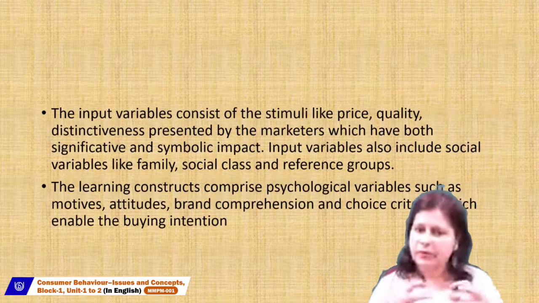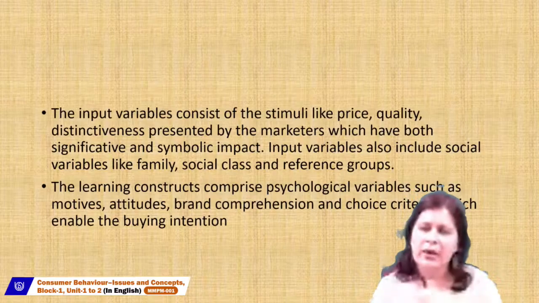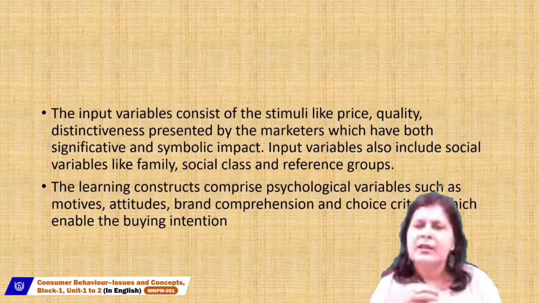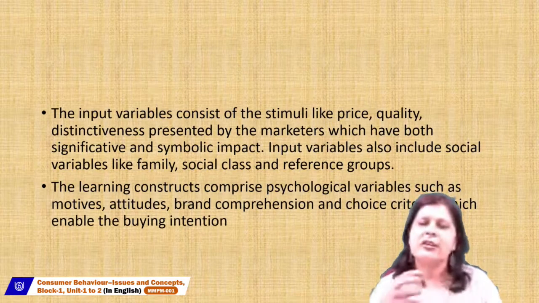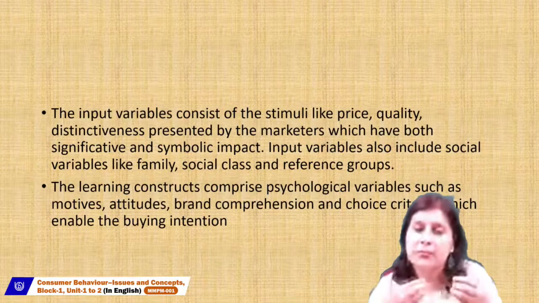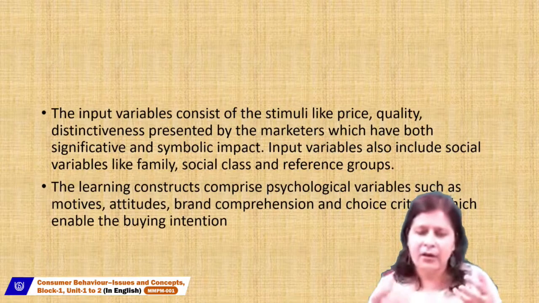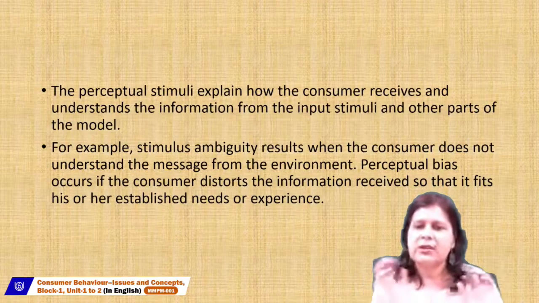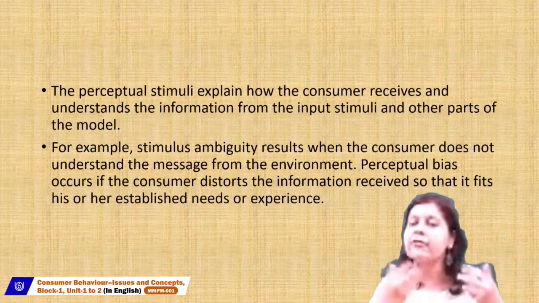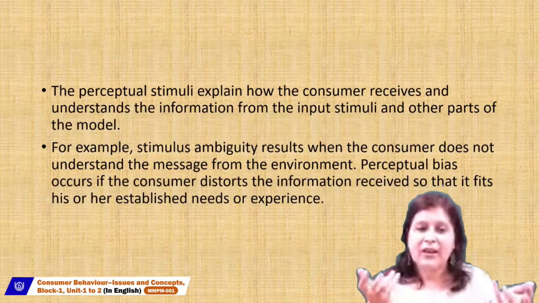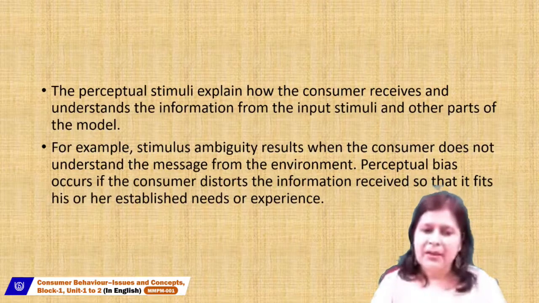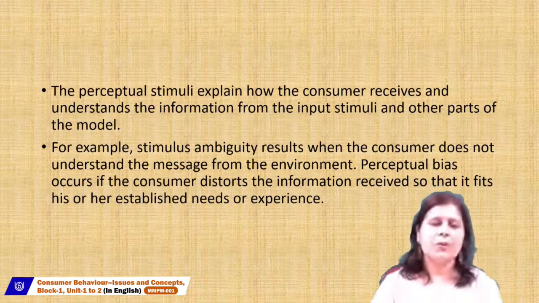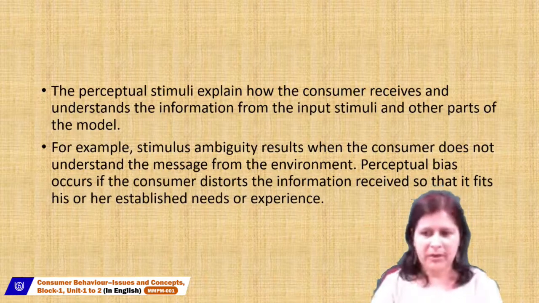So first is the input variable. The input variables are many, like quality, price, uniqueness, social, culture, family, right? Then comes the learning inputs, that is, the learning constructs. The learning construct explains the variables such as the motives, attitude, brand, and the perceptual stimuli: how the consumer receives and understands the information from input, how he perceives that information, right? For example, stimulus ambiguity results when the consumer does not understand the message from the environment.